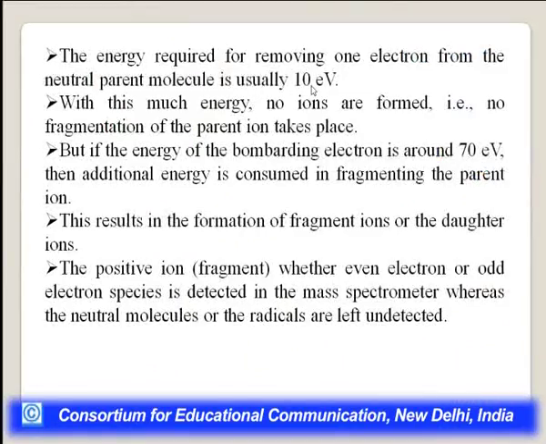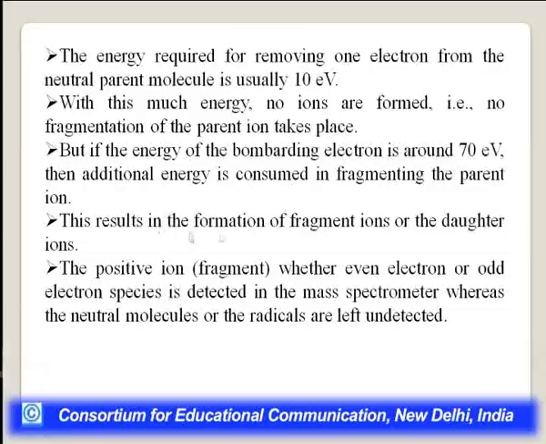The energy required for removing one electron from the neutral parent molecule is usually 10 electron volt. With this much energy, no fragmentation of the parent ion takes place. No doubt we will get the molecular ion, but further fragmentation will not take place. Then we need to supply more energy. So what about this energy? It is around 70 electron volt. Then additional energy is consumed in fragmenting the parent ion, that is the molecular ion.